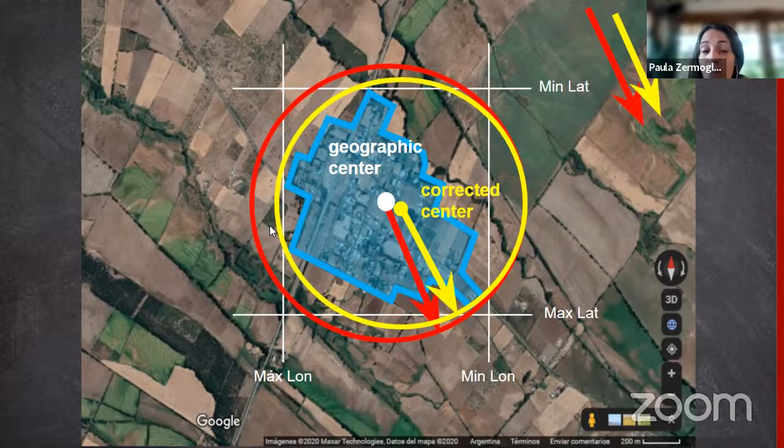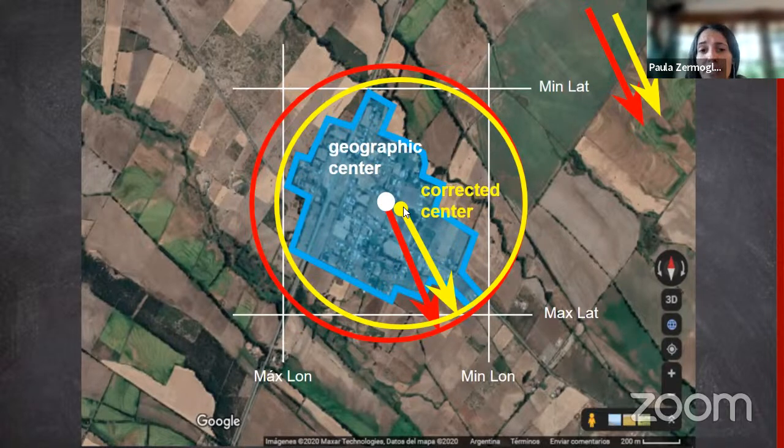So this circle is smaller than the red one and still includes all the town. Now the center of this circle is not the geographic center that we determined before. It's a little moved to the side. So the center of this smaller circle is the corrected center.